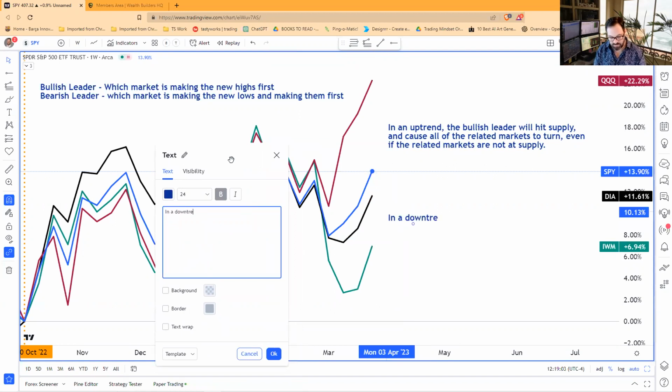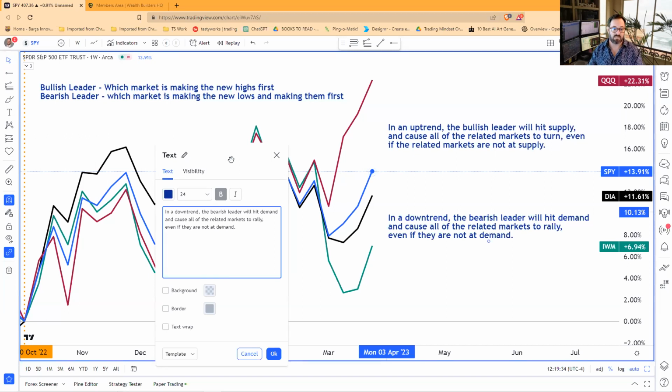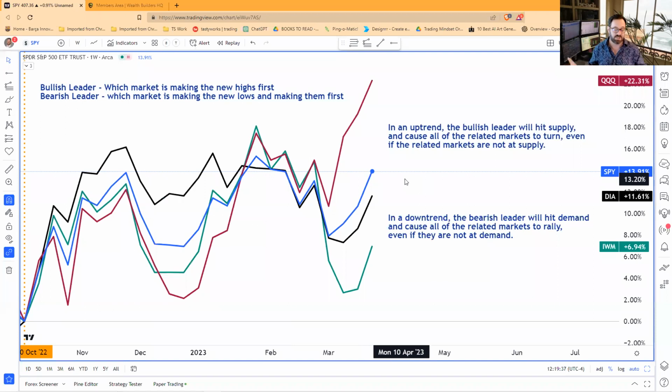So in a downtrend, the bearish leader will hit demand, and cause all of the related markets to rally, even if they are not at demand themselves. It's just because securities are related. They almost always have something related to it. And there's a lot of ways of figuring out what is related.